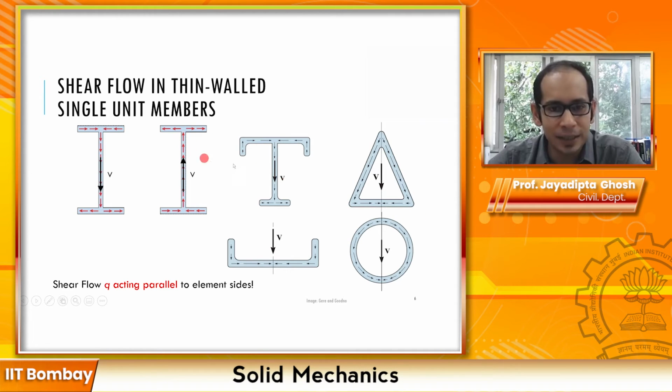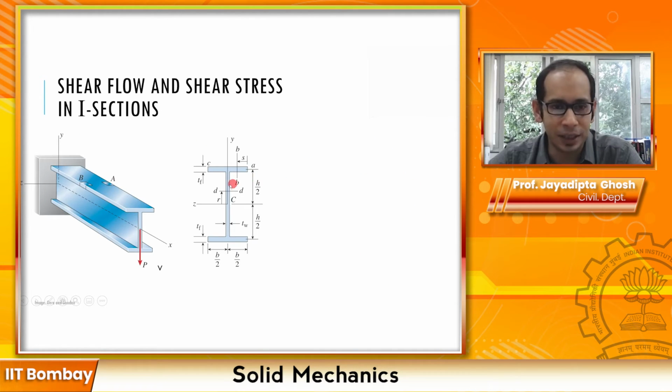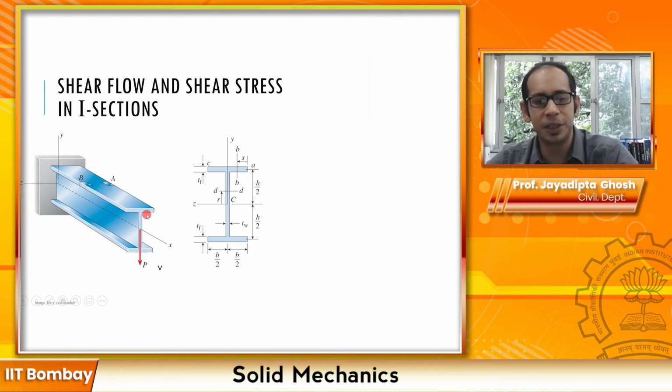Now for the I section that we looked at, this is what it is. So if you have this force P, which equals V in this case, say, because this is applied shear, right?